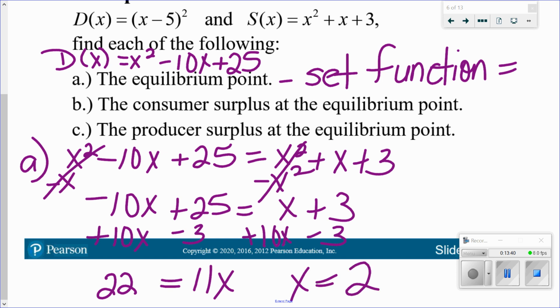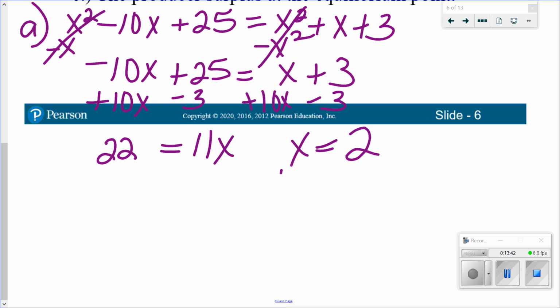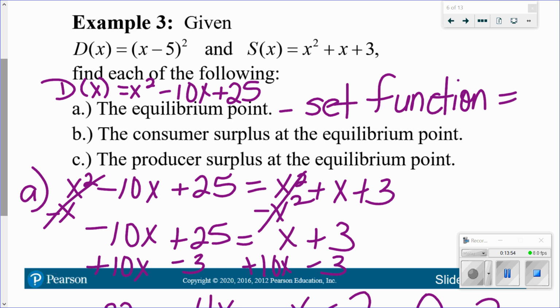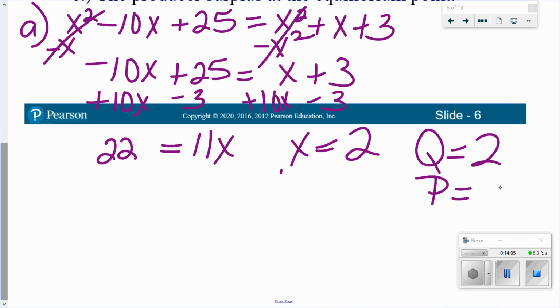So we have that for our equilibrium point, our quantity is 2. We still need our price. Okay, and now we get the price by plugging our quantity into either one of these functions. I like to go with this one because the math is really simple. 2 minus 5 is negative 3, and negative 3 squared is 9. So my price is $9. Okay, so now I have my Q and my P.